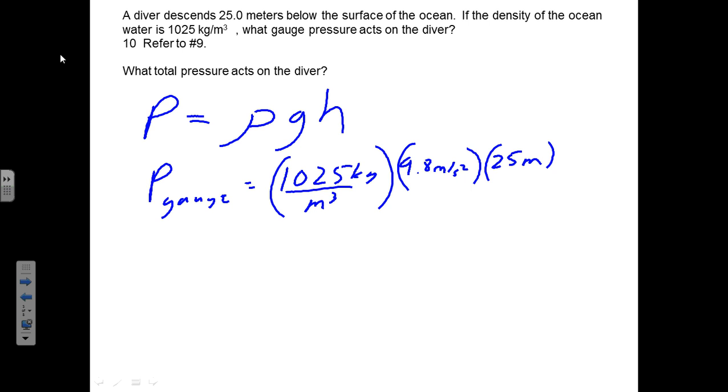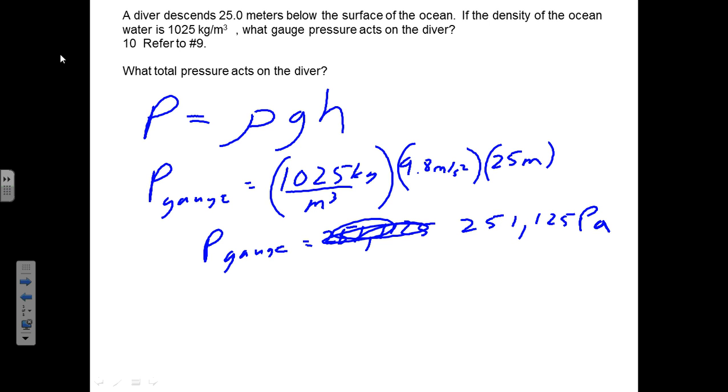Multiply this out. And we end up with a gauge pressure of 251,125, and that's going to be in pascals, newtons per square meter.